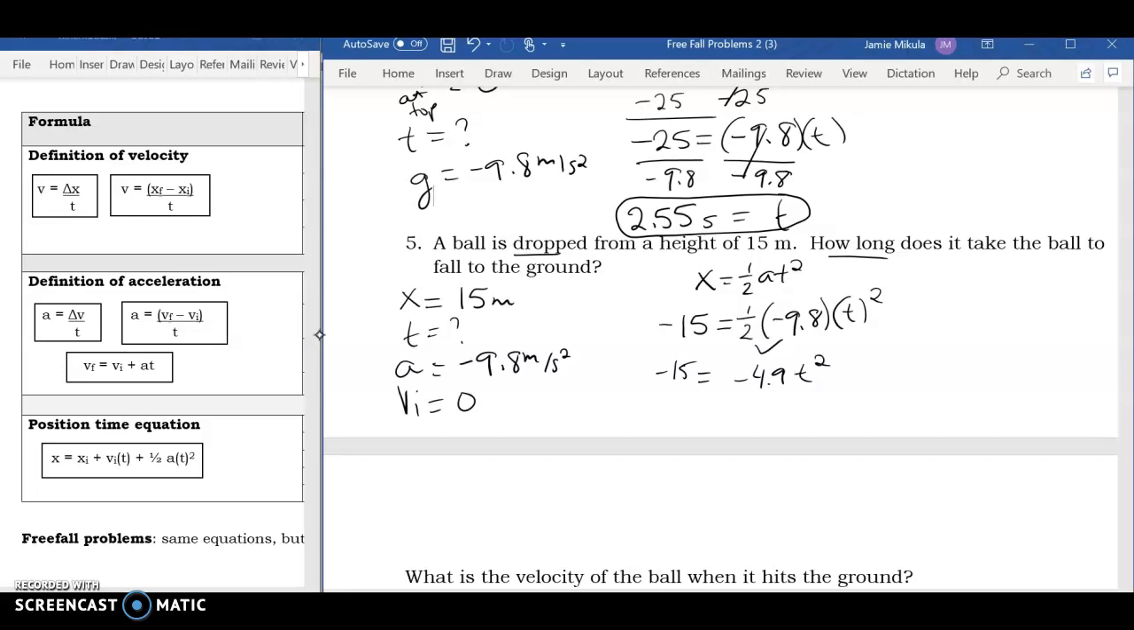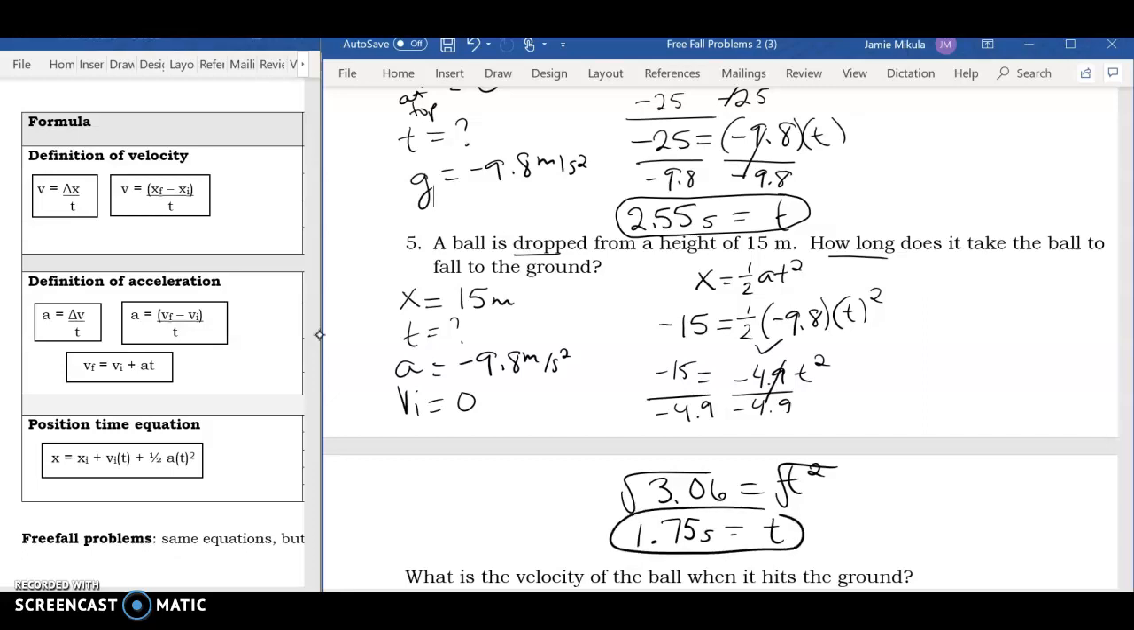Okay, bring everything else down. Now you're multiplying, so you need to divide by the negative 4.9. Okay, so negative 15 divided by negative 4.9 is 3.06 equals t squared. To get rid of the squared, you need to take the square root of both sides. So the square root of my answer is a time of 1.75 seconds. Okay, so a bit of algebra there. You'll need to know how to do that in math for sure.